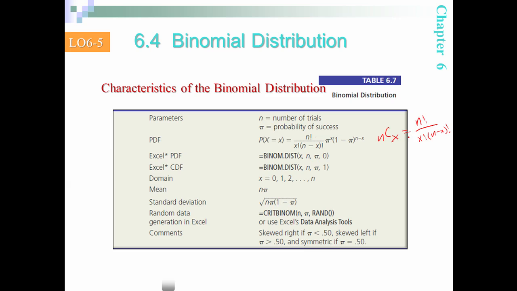So if I want to use Excel to find the probability density function, I can use this function here, binom.dist, put in x, n, and pi, and then here's the important part. The 0 tells me that I'm using the PDF. And if I want to use the CDF, everything's the same except for that last argument is a 1 instead of a 0.